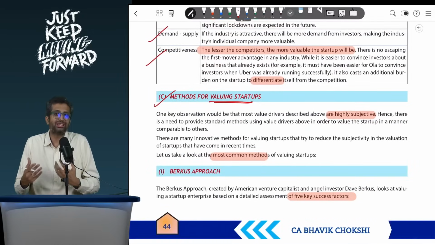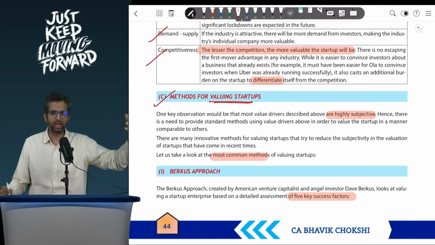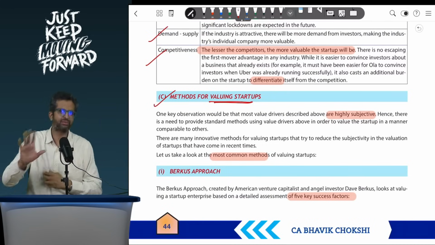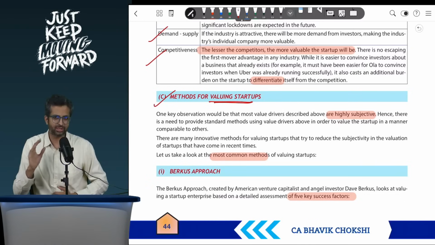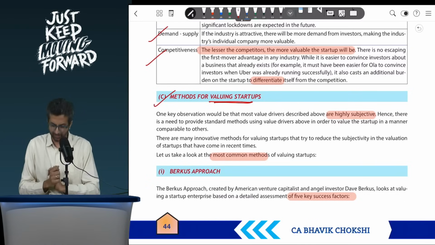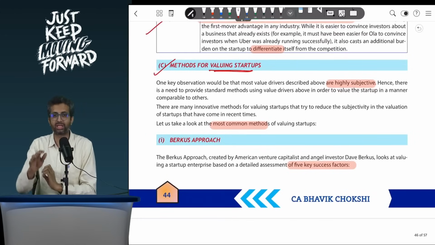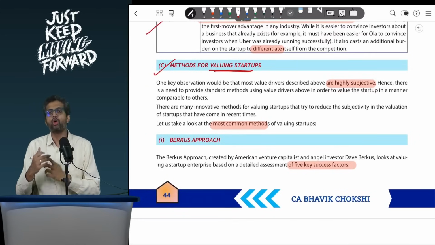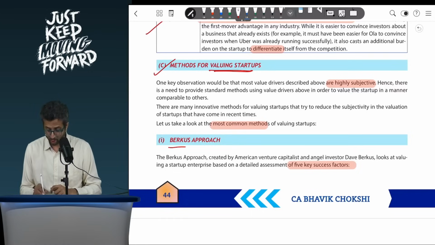Okay, methods for valuing startups. Again, when you look at these words, you get the Berkus approach, first Chicago method, etc. Remember, they are very easy workings. If you just spend another 5, 10, 15 minutes on this lecture, you should be fairly comfortable. So there are 6 to be precise methods which the institute has outlined for you to value a startup. First is something called the Berkus approach.